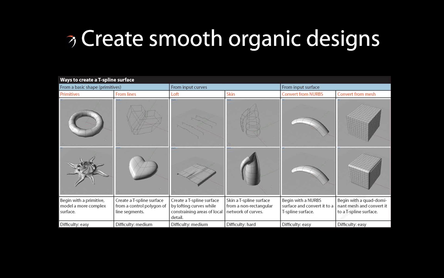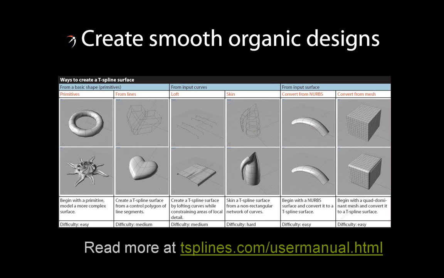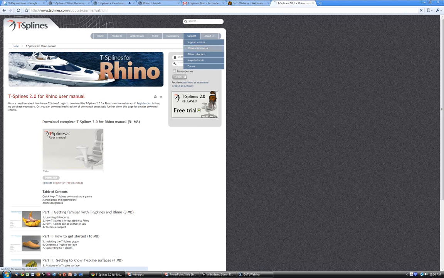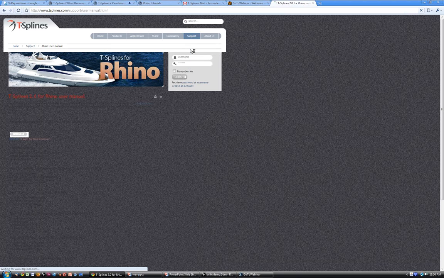You can learn more about all of these workflows on our website. We'll just click here to show you the link. There's a user manual available, and that's accessible just by going to the top in support and going to the Rhino user manual. And this is free, and you can download this to get more detail about basically everything that we're telling you today.